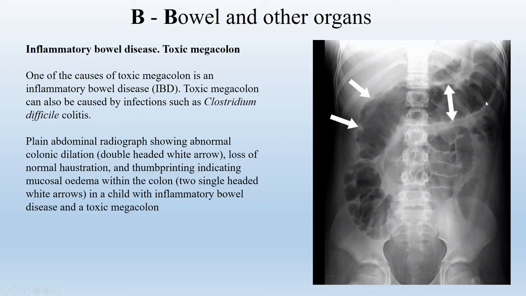Loss of normal haustration, and another thing is thumb printing, like someone pressed their thumb here, which represents the mucosal edema within the colon. And this is the case in the child with inflammatory bowel disease.